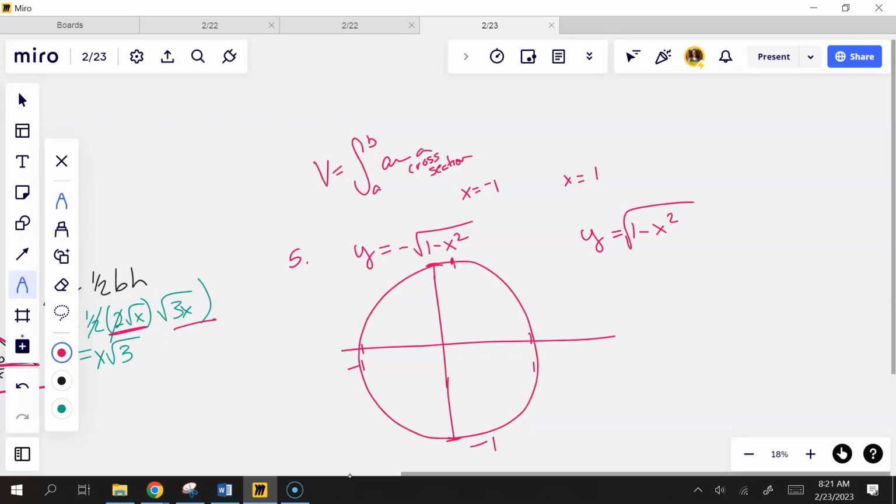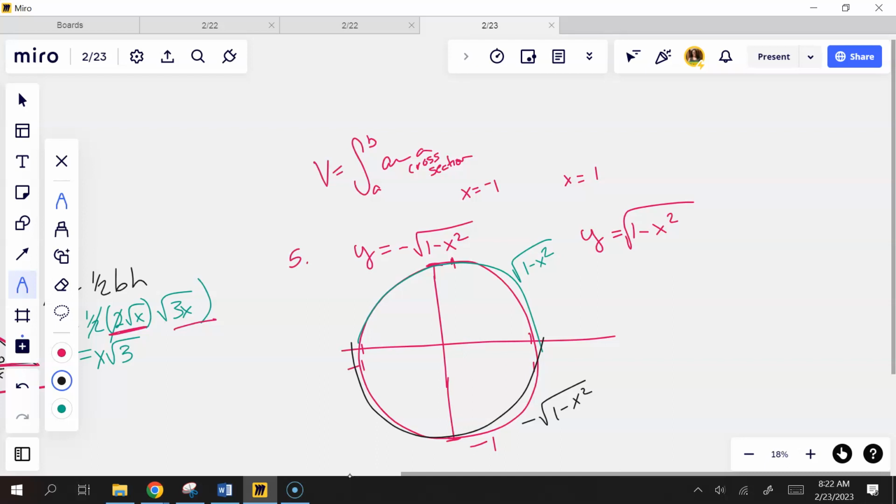That's not terrible. All right, so this is up top, we have the square root of 1 minus x squared, and on the bottom we have negative square root of 1 minus x squared. Is everybody with me? No. This is just words.